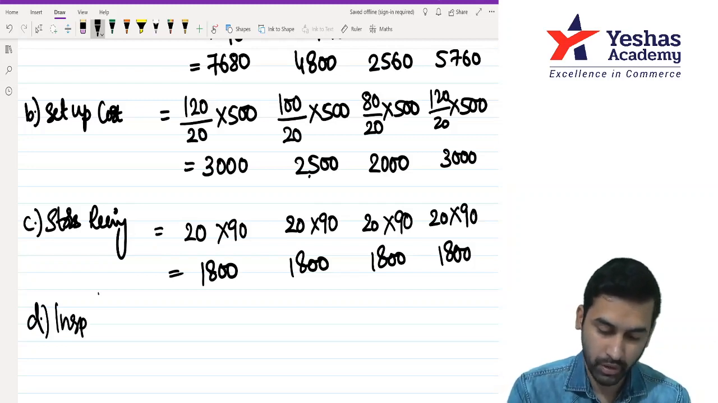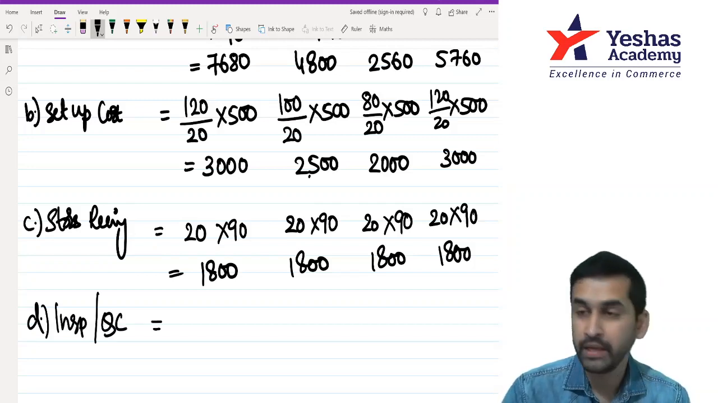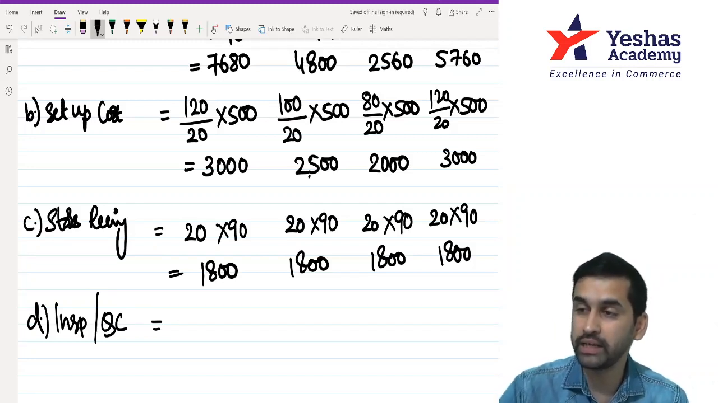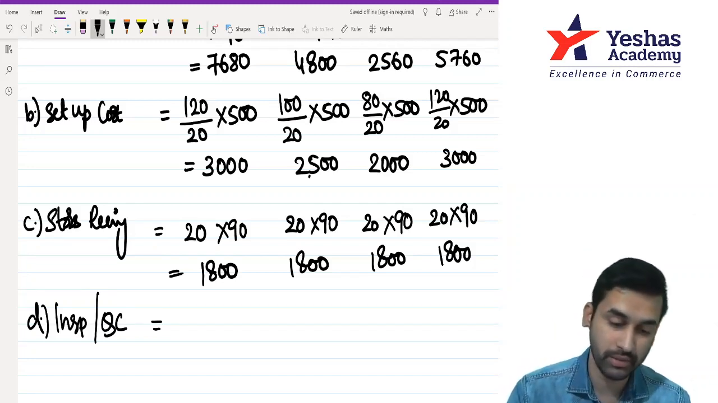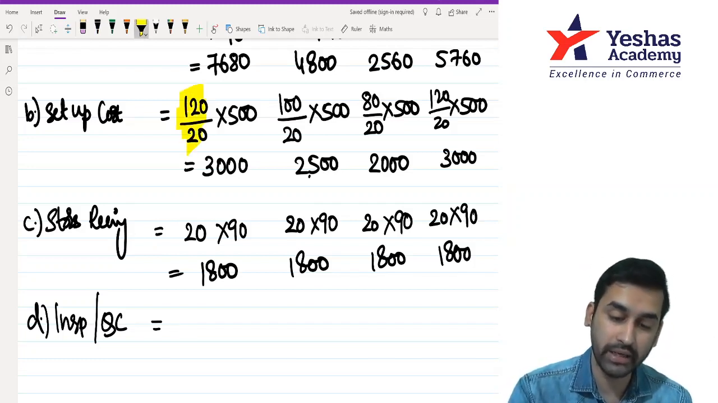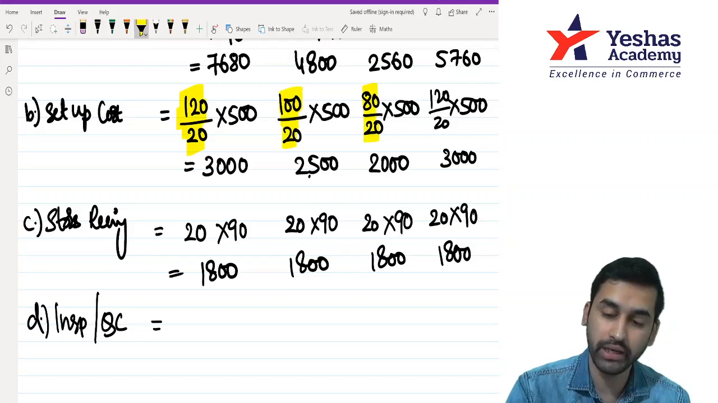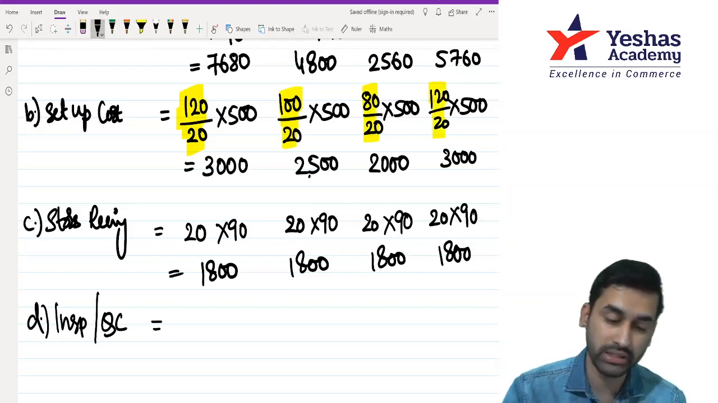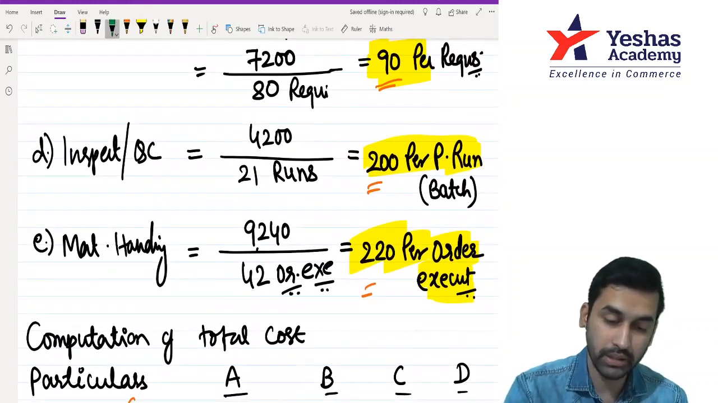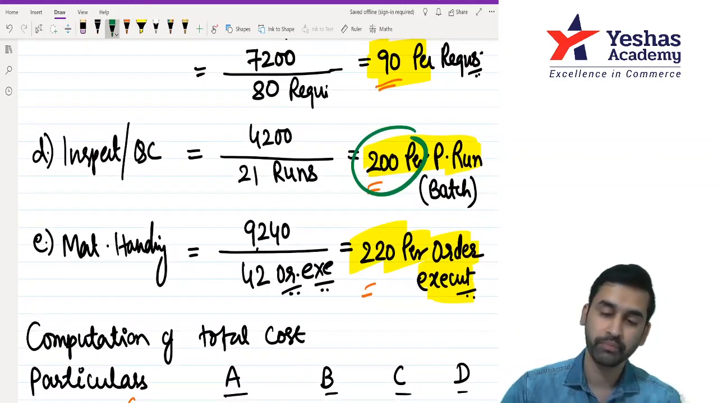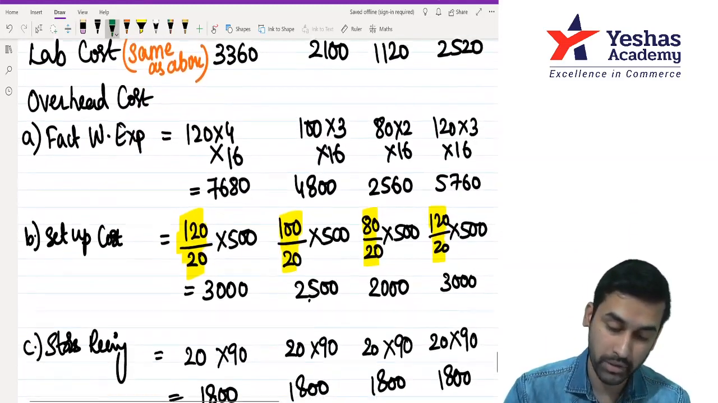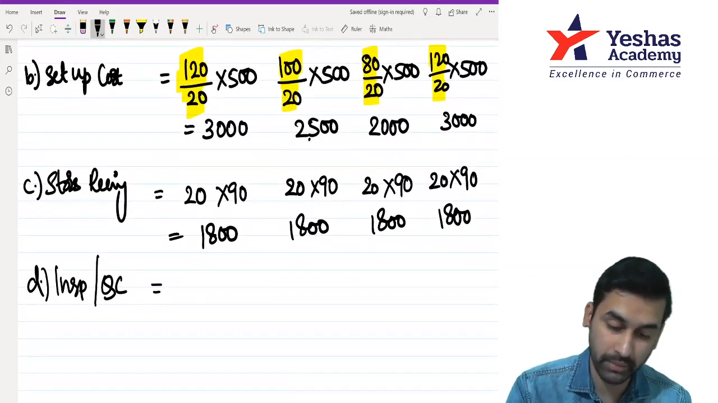Inspection or quality control. And what are they saying? Third table, they are saying it is based on production runs. Correct. How many production runs we have just now calculated here? 120 by 20, when we did, we have already calculated. But what is the ABC rate for inspection? Let me scroll up. Where is the number? Yes, here it is. 200. So you are going to multiply everything by 200.